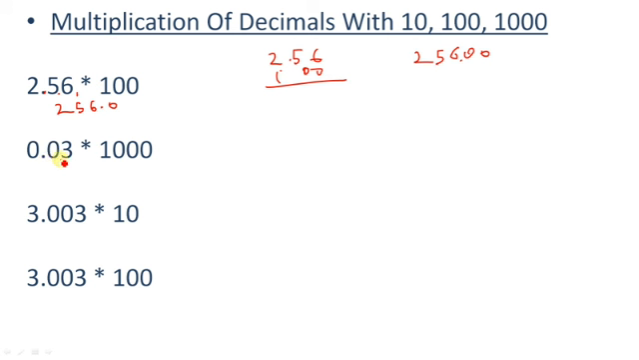Similarly, there is 3.003 into 10. There is one zero with 10, so the decimal will go 1 point forward. It means 30.03. Similarly, 3.003 into 100. Two zeros are there with 100, so we'll take the decimal 2 points forward, 1 and 2. So 300.3. In this way, multiplication of decimals is done when the number is multiplied with 10, 100 or 1000.